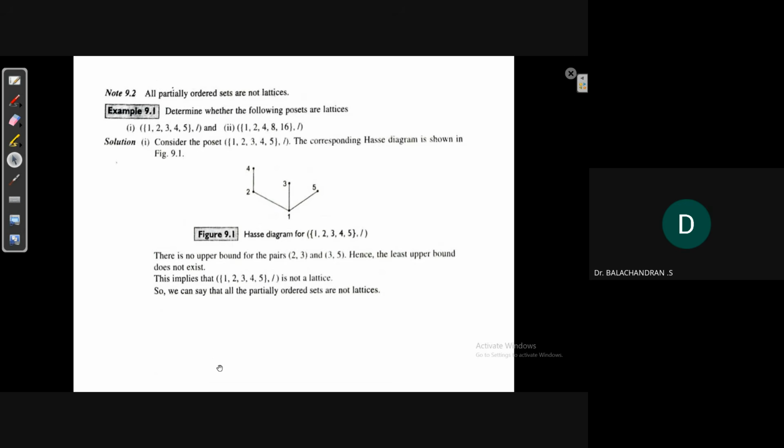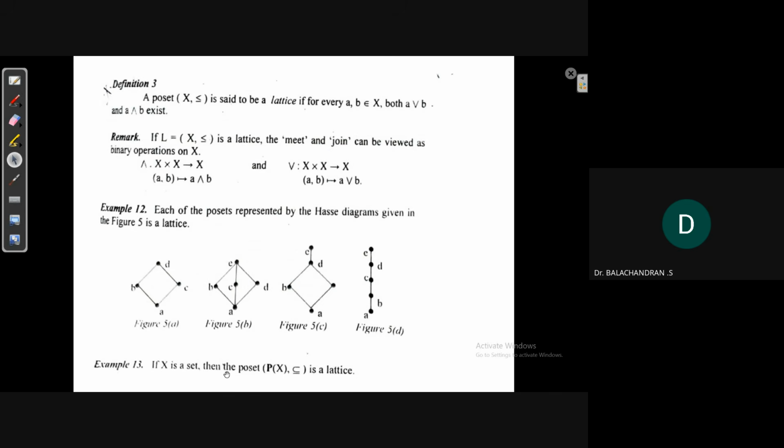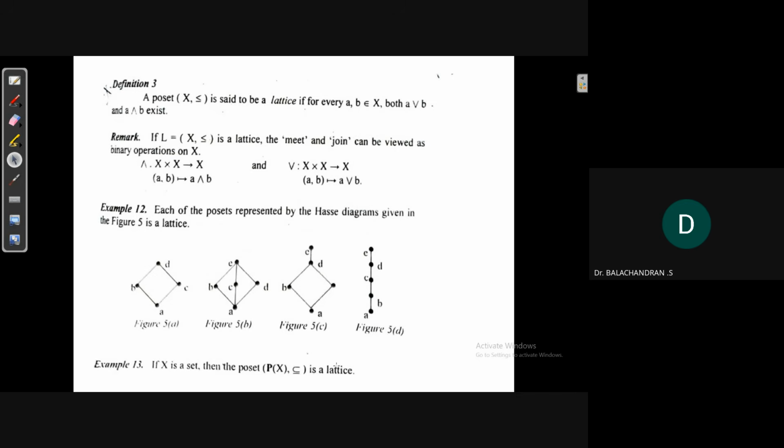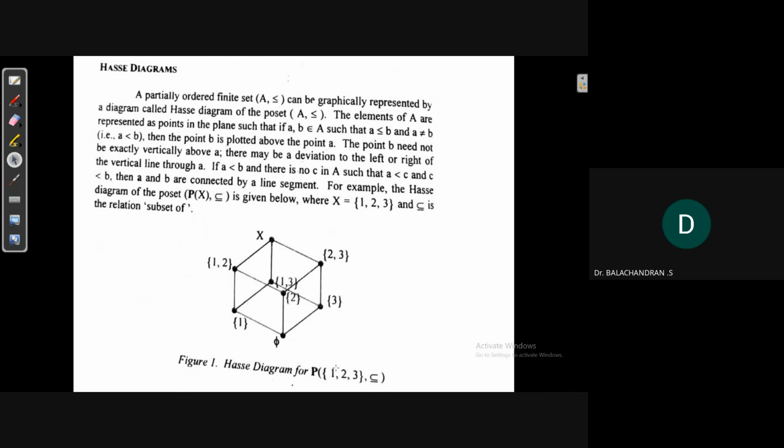Next, if X is a set, then the poset P of X with set inclusion is a lattice. We already saw that the power set of X is a lattice in the Hasse diagram. I'll show you, this one. But this is not a chain. This is not a chain, but this is a lattice.